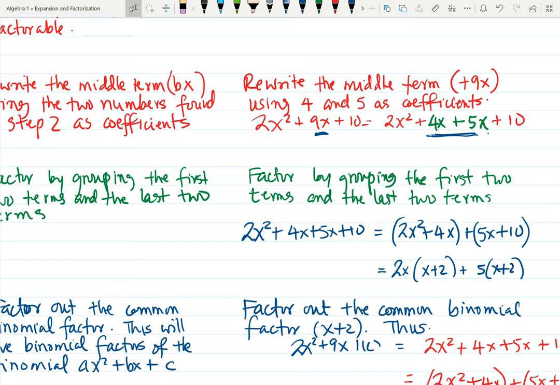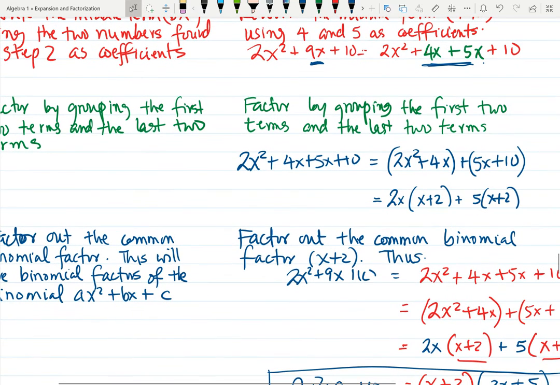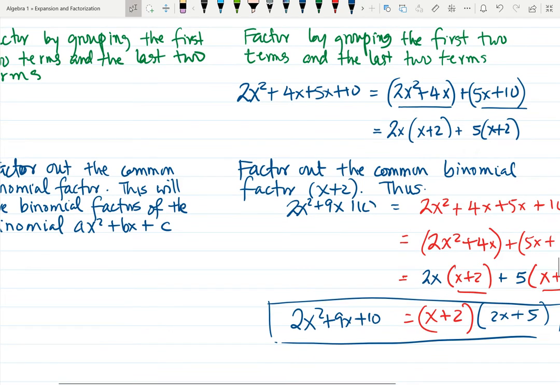Now here you bring in factorization by grouping. We have 4 terms: 1, 2, 3, 4. We just group the first 2 and then the last 2. We group and factor. So 2x squared plus 4x is, we factor out 2x, and then we have x plus 2.